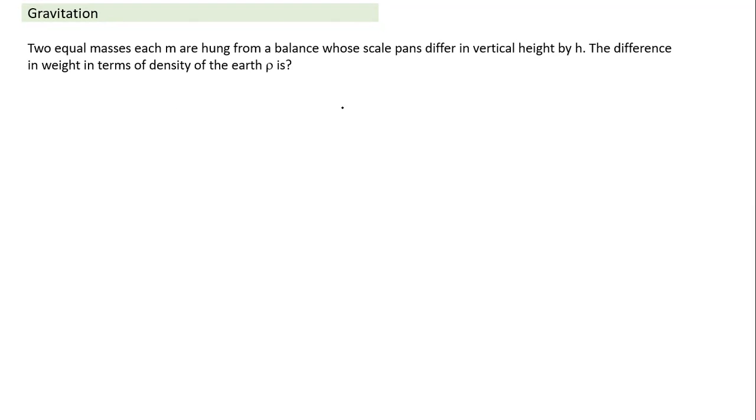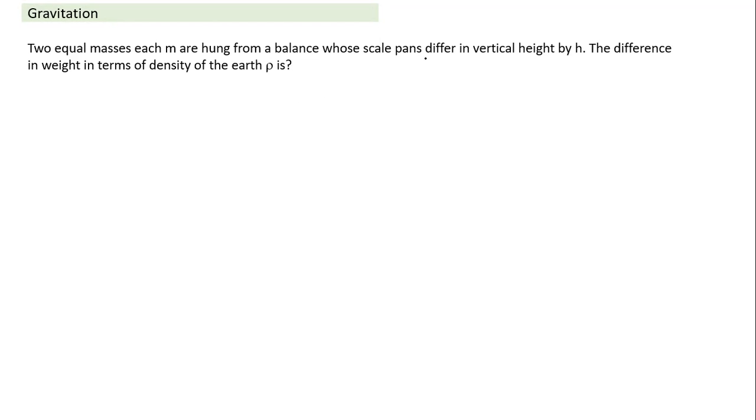First of all, basically what it says is, if I measure weight near the surface of the Earth, I'll find some weight. If I go to another point, which is at a height h from the surface of Earth, I'll find a different weight. And what is the difference in weight? That's what this question is. And give the answer in terms of the density of Earth and radius.